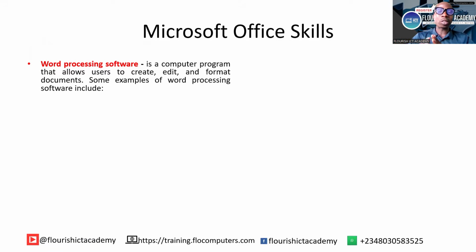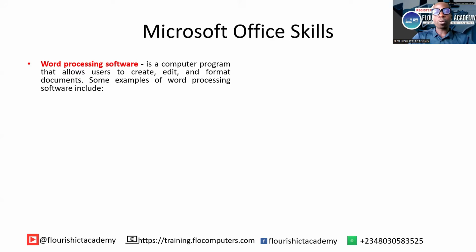The first one there is word processing software skill. What is word processing software? It's a computer program that allows users to create, edit, and format documents. That is word processing. That is what we use it for. Any software that allows you to create, to edit, and format documents is referred to as word processing software.